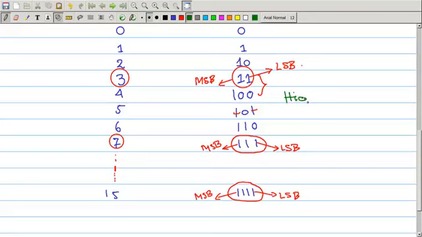Highest n-bit number. Decimal equivalent.